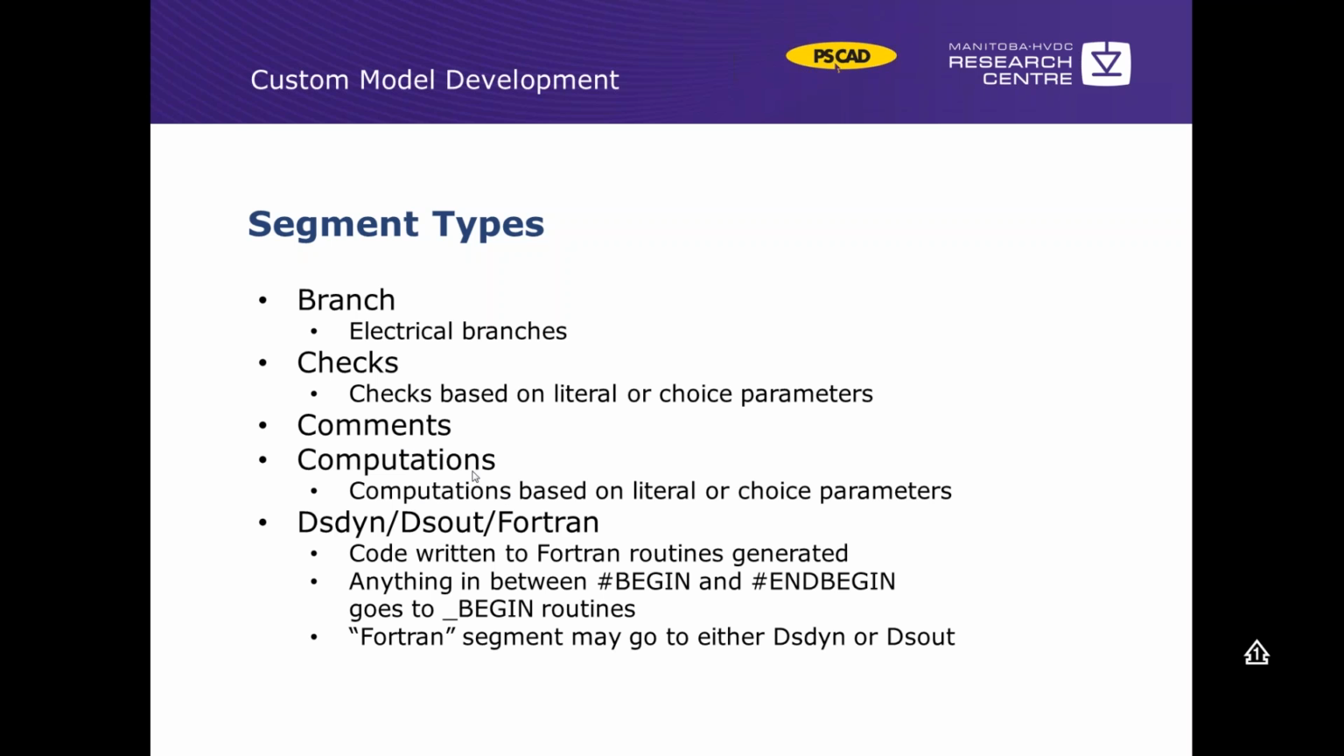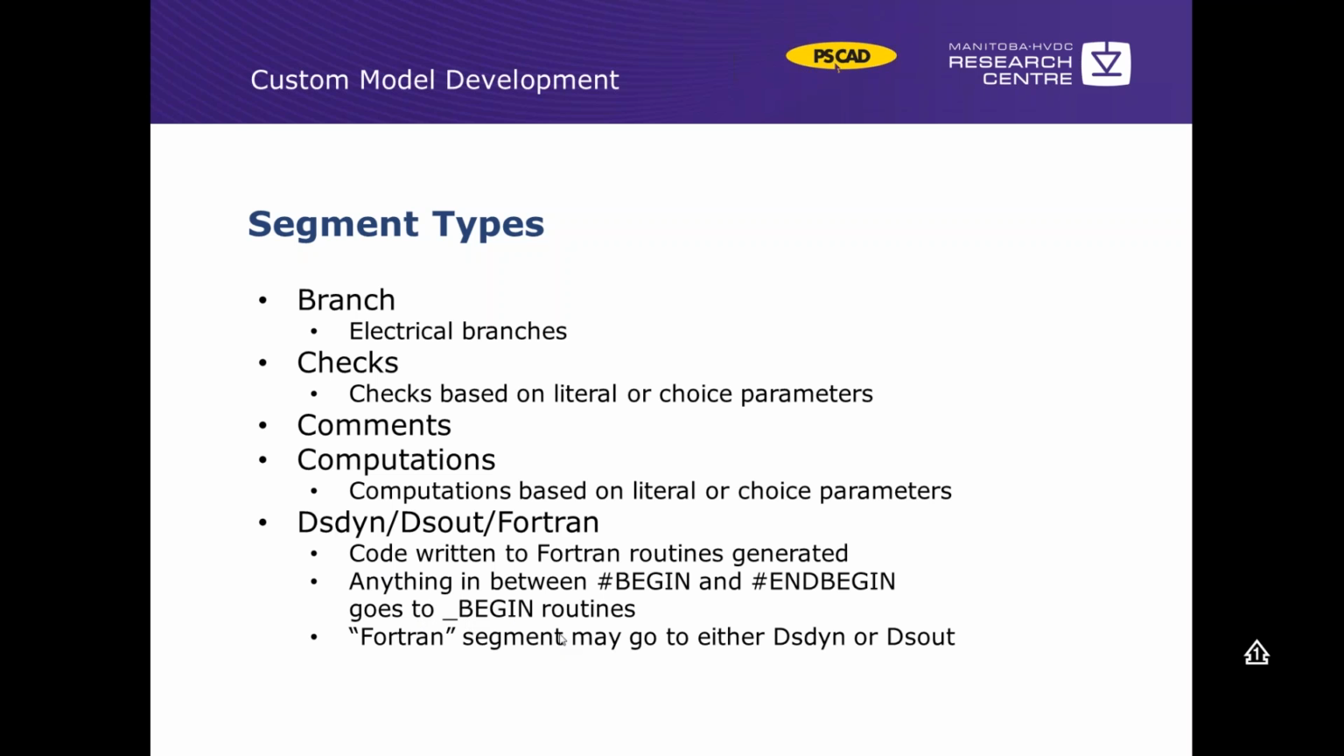Then we have the computation segment. We can use literal or choice parameters to create new signals. And this is where I said we can do some pre-processing to simplify the code generated if you have some literal parameters. And there are three segments, DS9, DS out, Fortran. All three are used for the related Fortran code.